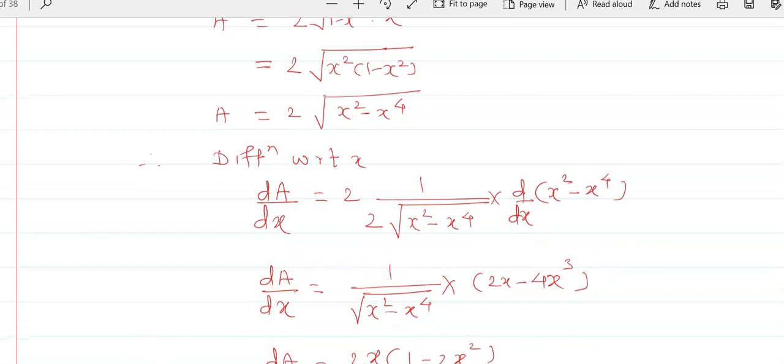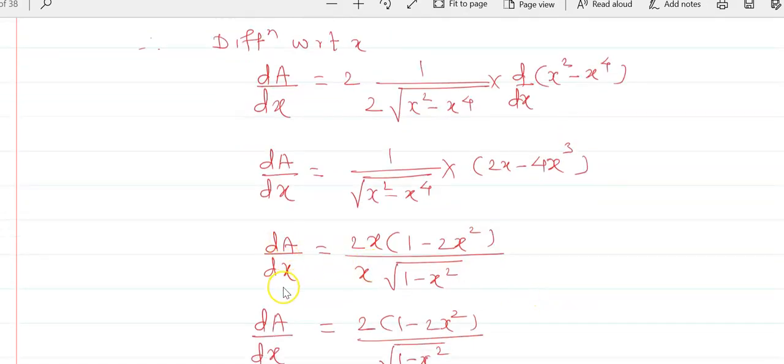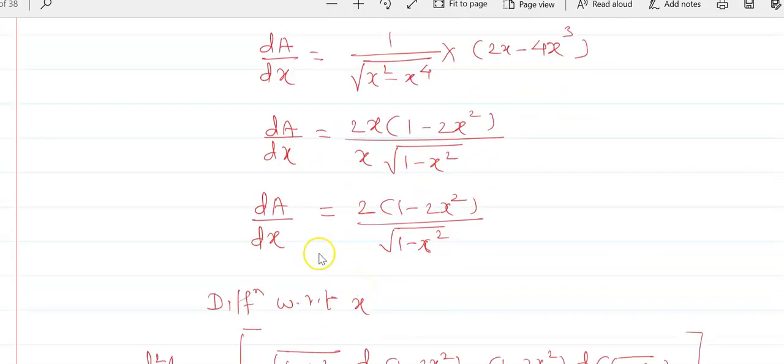Therefore, dA/dx is equal to, this 2 gets cancelled, 1 upon square root of (x square minus x raised to 4) into (2x minus 4x cube). If we take x as common, then dA/dx is equal to 2x(1 minus 2x square) upon x square root of (1 minus x square). This x and x get cancelled. Therefore, dA/dx is equal to 2(1 minus 2x square) upon square root of (1 minus x square).